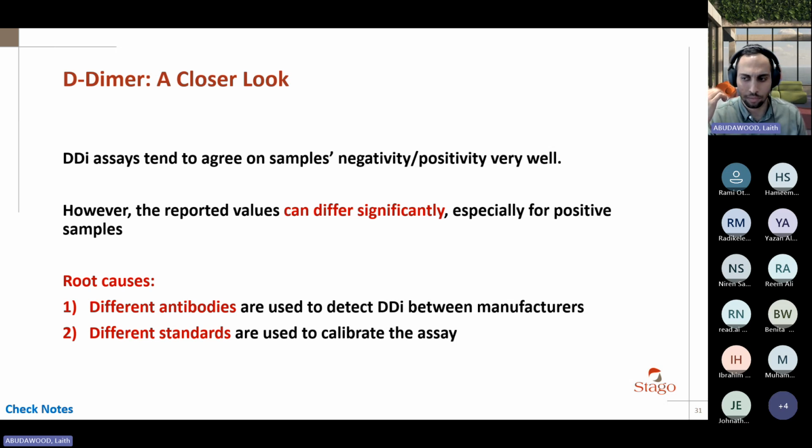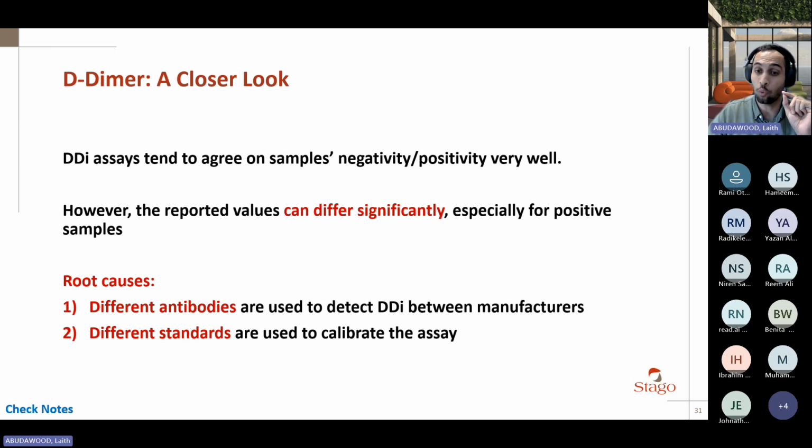All right, then, what do I do with this? Now, first of all, what are the problems? What is causing this problem? The root causes are two. There are different antibodies used by different manufacturers to quantify the D-dimer. Your latest assay is an immunoassay. It's a latex immunoassay, so it relies on antibodies to quantify the D-dimer. So every manufacturer uses a different antibody. This causes huge discrepancies in results.